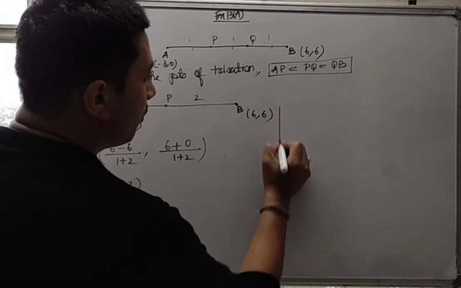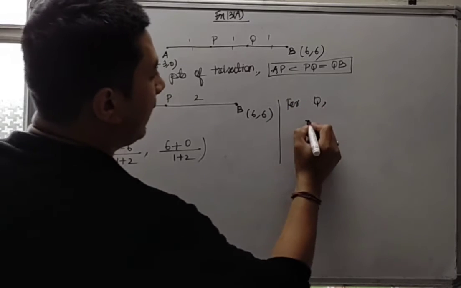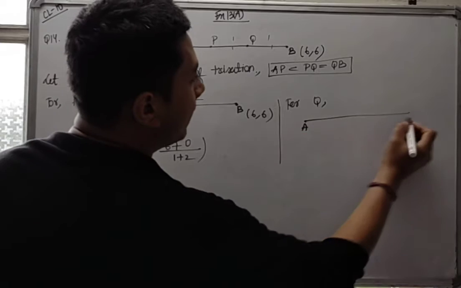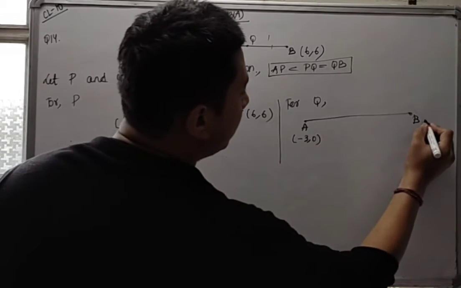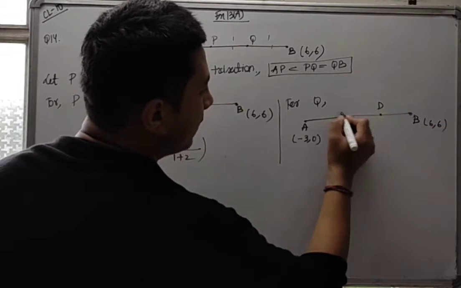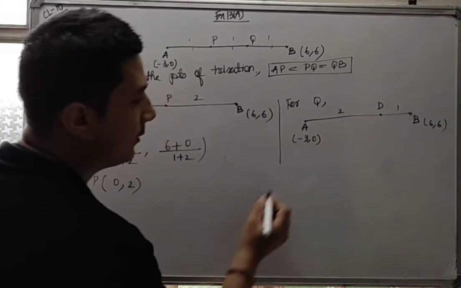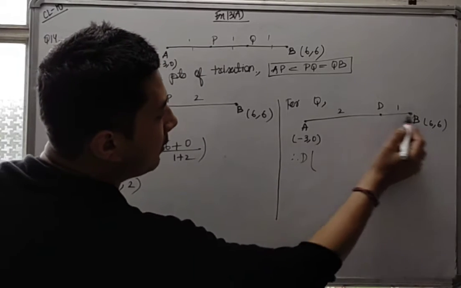Similarly, we can do it for the coordinates of Q also. So for capital Q, what will I do? Again, I'll draw A, B. A is -3, 0. B is 6, 6. Q is out here. So from here to here it is 2 and from here to here it is 1.